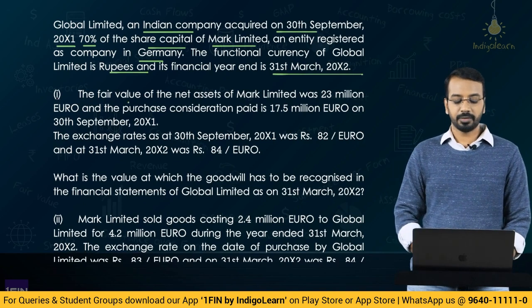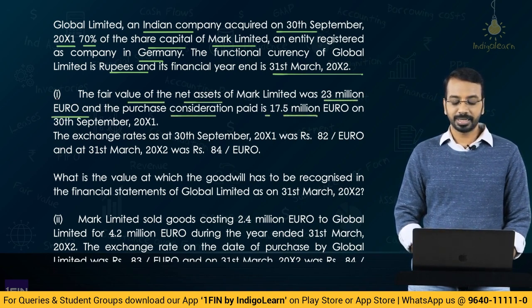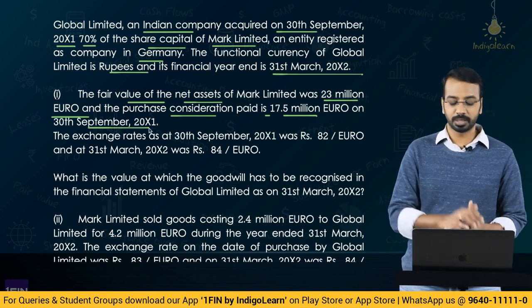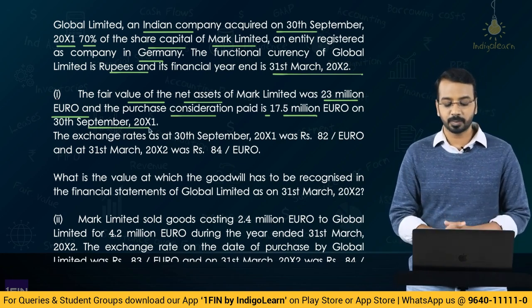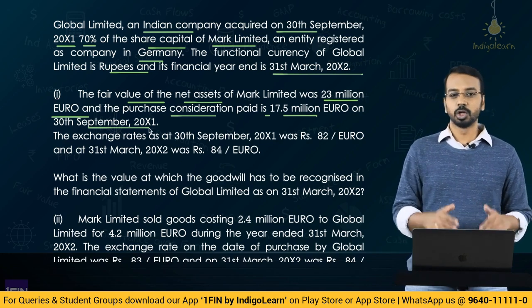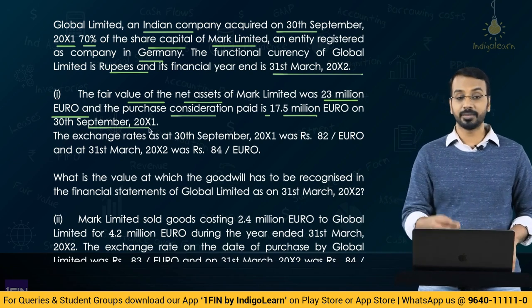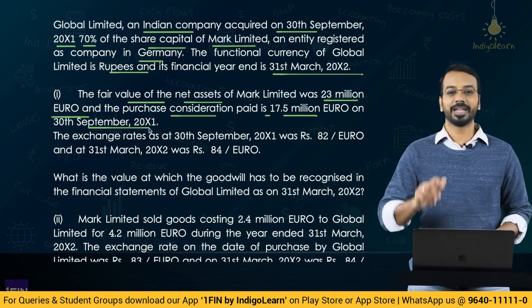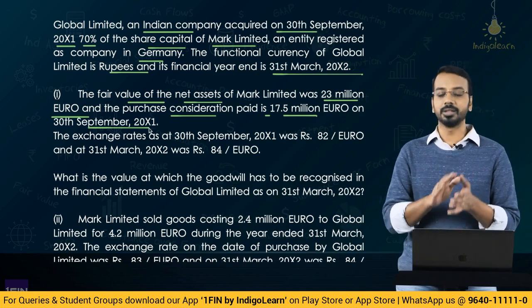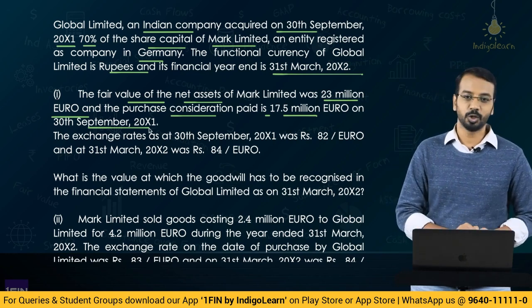The fair value of the net assets of Mark Limited was 23 million euro and the purchase consideration paid is 17.5 million euro on 30th of September of year 1. So, on the date of acquisition, the fair value of net assets is 23 million, and the purchase consideration paid is 17.5 million. Now, will there be a goodwill or a capital reserve? Don't directly compare 23 and 17.5 and say that we paid less and hence there is a capital reserve. No, you have to see what is 70% of the net asset share and accordingly calculate the goodwill.